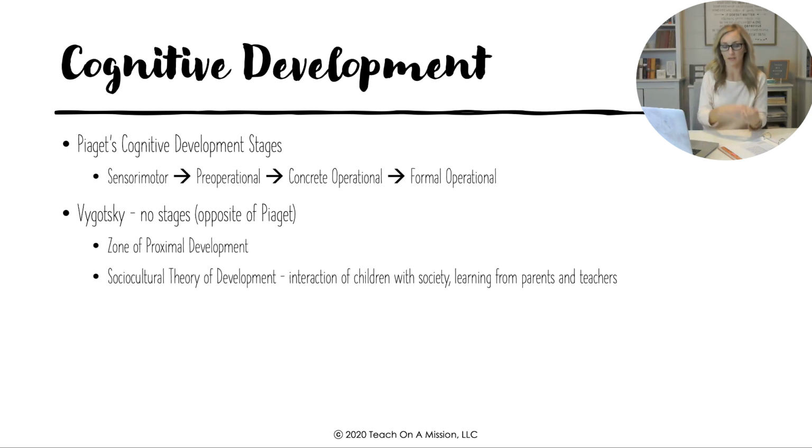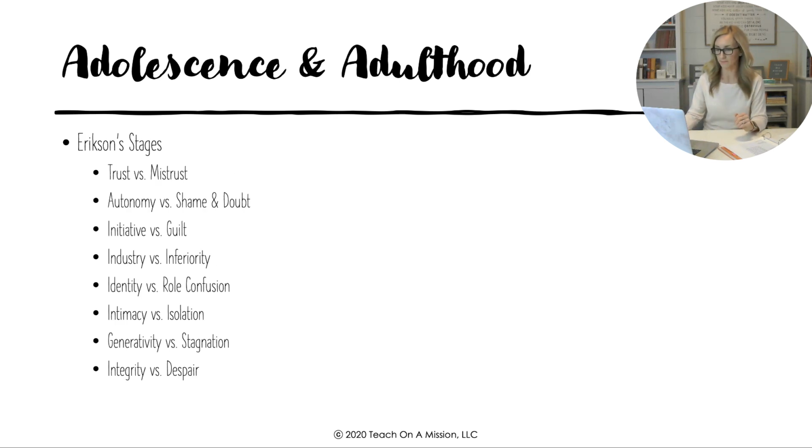Vygotsky also did a lot of research with cognitive development and is very well known in the educational psychology realm. And he said that there's really no stages, kind of the opposite of Piaget. He came up with the zone of proximal development and said that true education and meaningful learning happens in between what the child knows and what they can know with the help of another, right? Meaning their teacher or parent. And so the sociocultural theory of development, which he contributed to and created, is about the interaction of the child with society through teachers and parents, and that is really how they are developing.